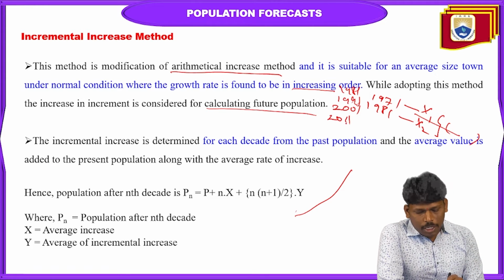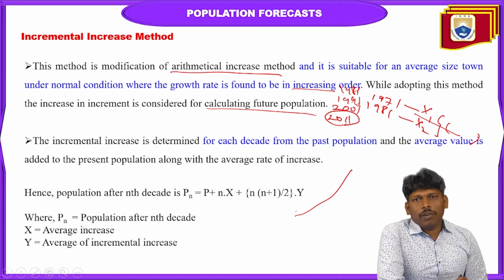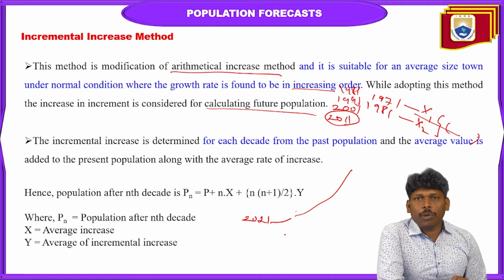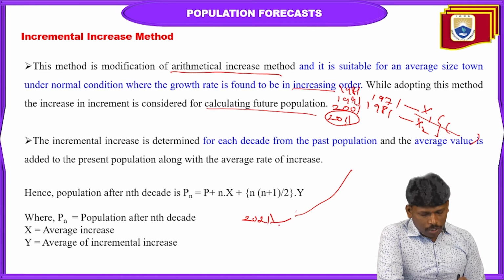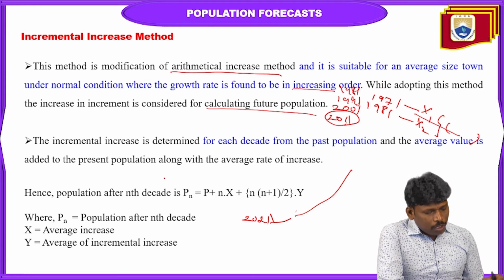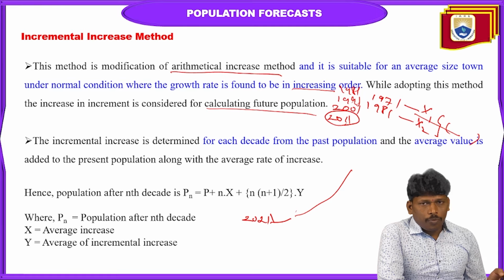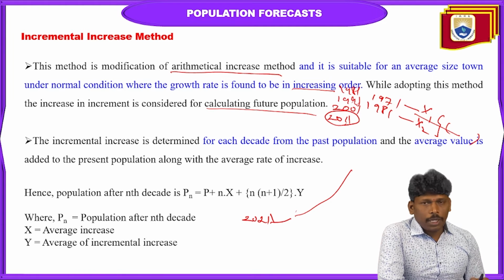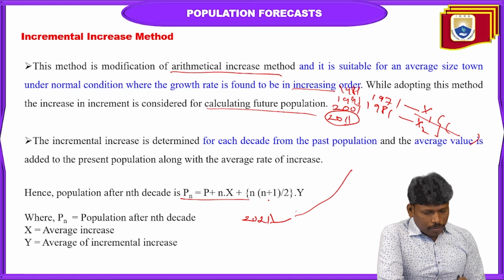The present population is nothing but the latest one. The 2011 census is the present population. If the government of India records the data for 2021, that becomes the present population. Till now it has not happened due to the pandemic. Now we can estimate the forecasting population by using the incremental increase method with this formula.